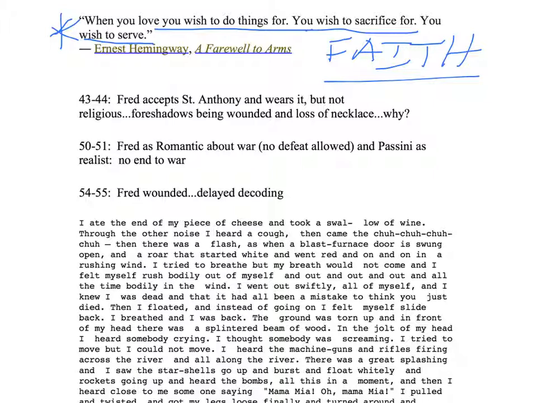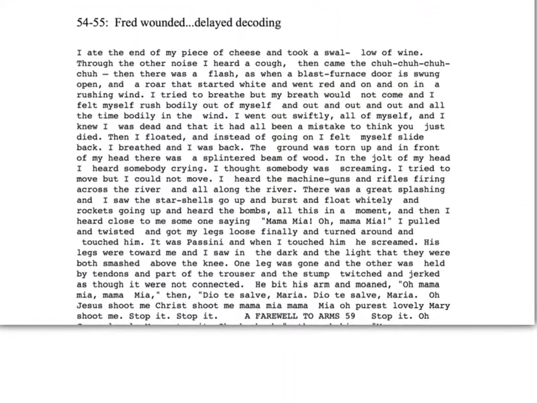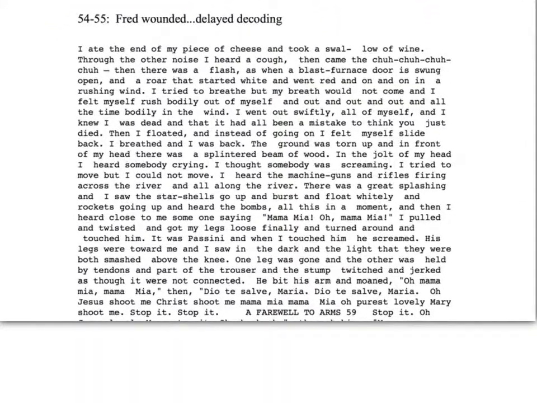Well, part of Frederick's initiation comes when he is shot. It's an important passage, and it's got an important stylistic technique, which is delayed decoding. And it's just like the moment when Hemingway himself was shot working for the Italian ambulance service in World War I, handing out chocolates to wounded soldiers.